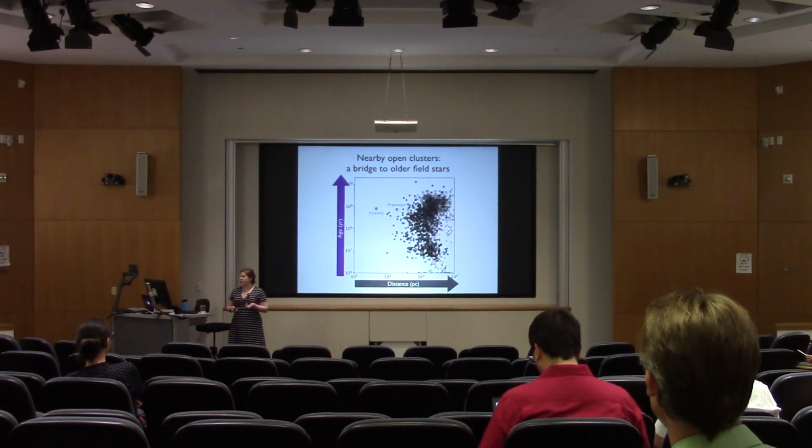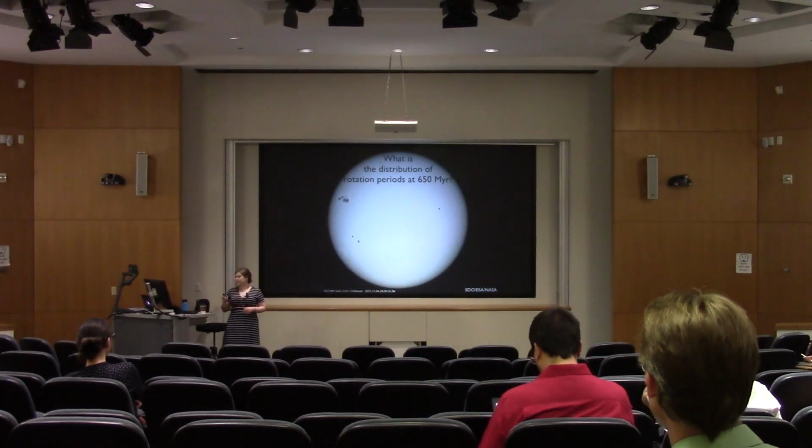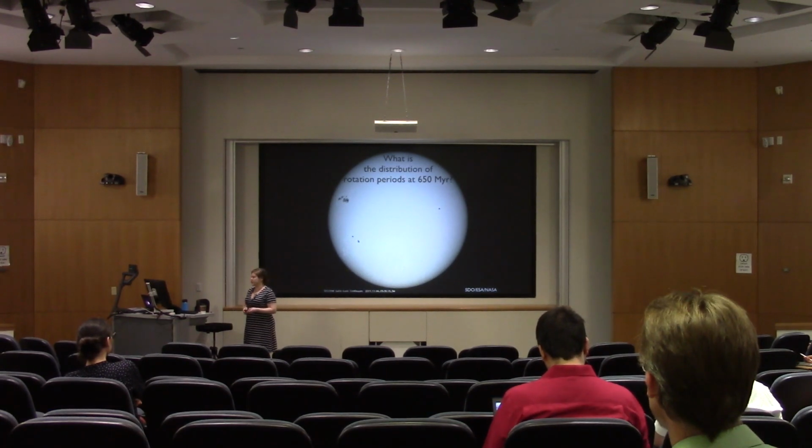So as I said, the Hyades and Praesepe are our nearest open cluster neighbors, or oldest open cluster neighbors. So this is cluster age as a function of distance from the sun. The Hyades is the closest open cluster to us at 47 parsecs. Praesepe is still relatively close, closer than most of our other neighbors. So the question that we want to ask is, what's the rotation period distribution in these clusters?